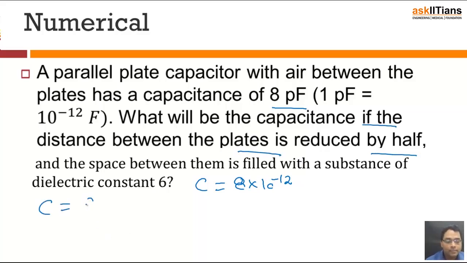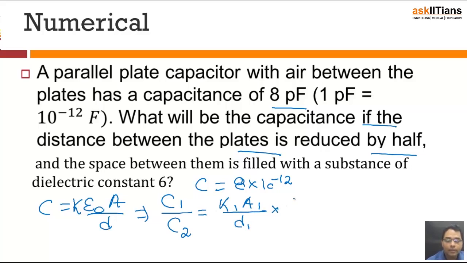We know that the capacitance is given by epsilon naught A divided by D, and in a generic case it's going to be K epsilon naught A by D. Now initially there is no dielectric constant. So if I have to take a ratio, C1 by C2 is going to be equal to K1 A1 divided by D1 into D2 divided by K2 into A2. So that is what we have.